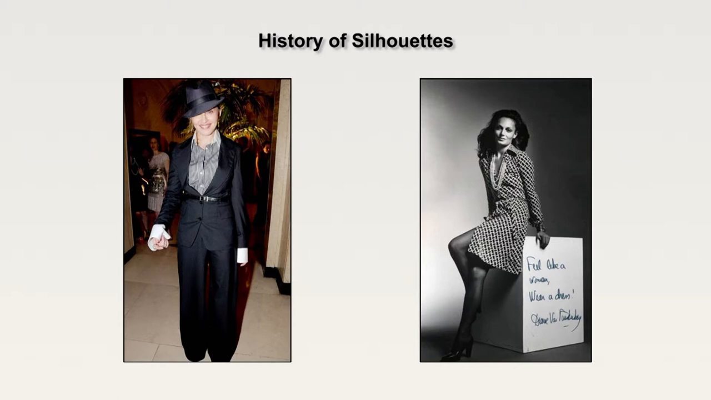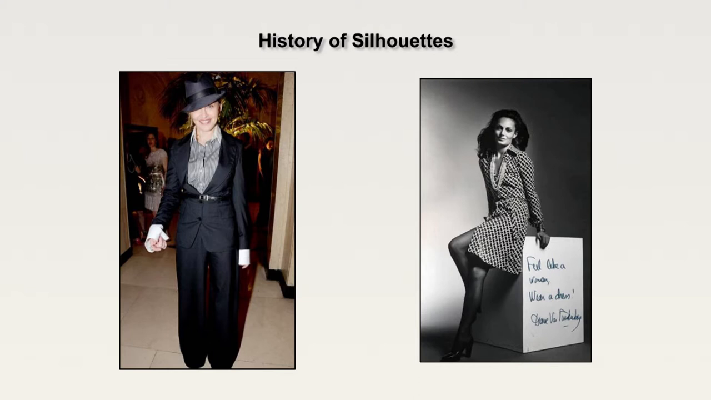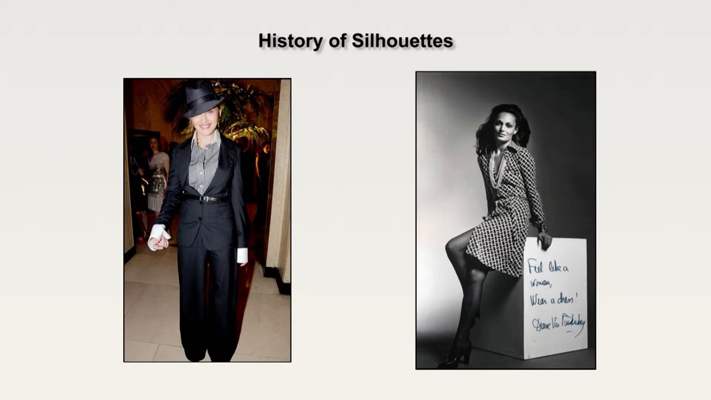Thus we see how silhouettes emerge from the ancient times till today. And now let us look at some modern day examples. On the left, we see Madonna at Diane von Furstenberg's party in her London power suit. On the right is another modern outfit.